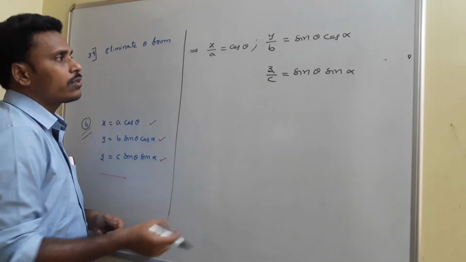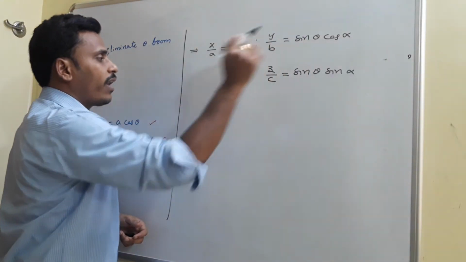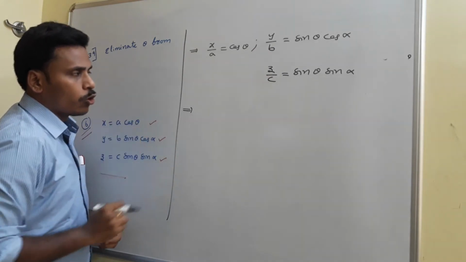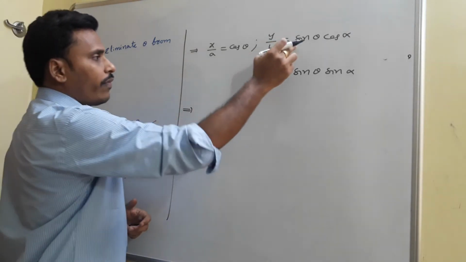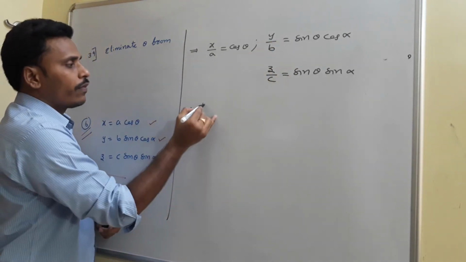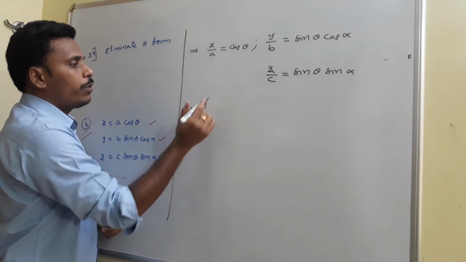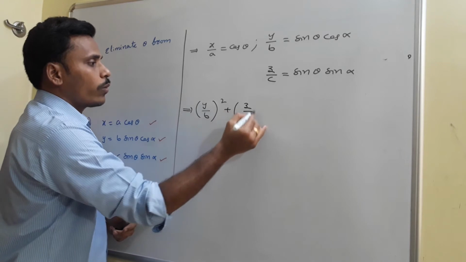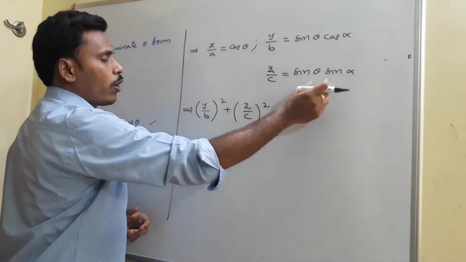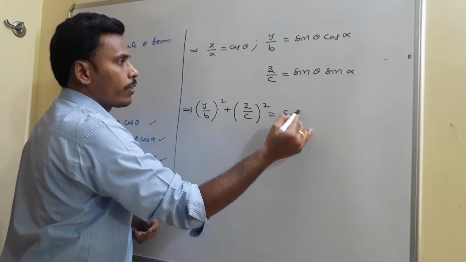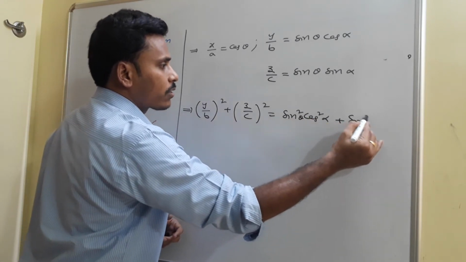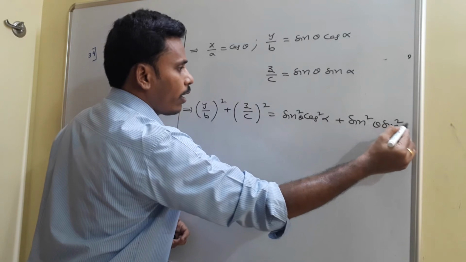That's why what I do is, first I square these two and then I will add. From these three, first of all, leave this x by a is equal to cos theta. Leave it for some time and then pay your attention on these two terms. Then you will get y by b whole square plus z by c whole square. See, square of the first, square of the second. This is equal to sin square theta cos square alpha plus sin square theta sin square alpha.